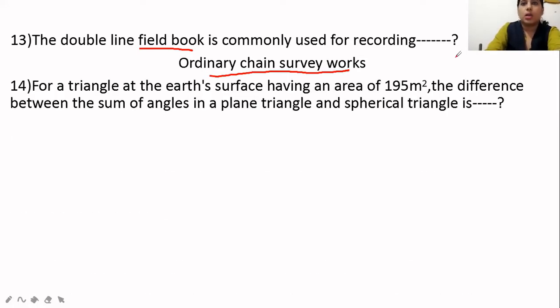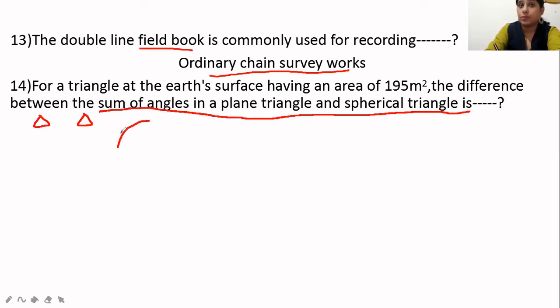Next question. For a triangle at the earth surface having an area of 195.5 meters square, what is the difference between the sum of angles in a plane triangle and a spherical triangle? We studied this clearly in geodetic surveying. If we consider the earth surface for geodetic surveying, we understand that there is a plane triangle and a spherical triangle. The difference, as we have studied clearly, is 1 second for every 195.5 meter square of area.